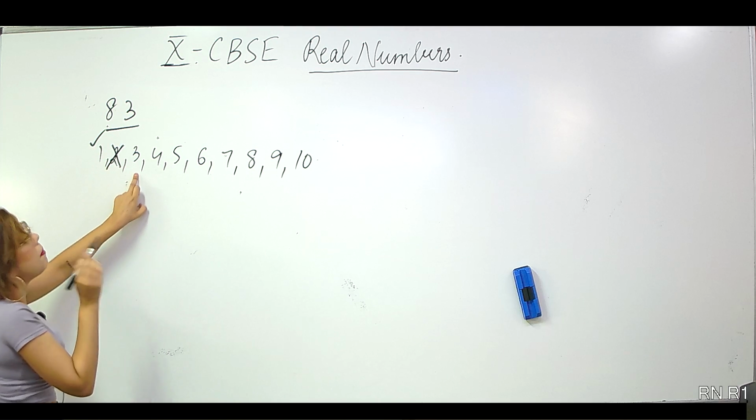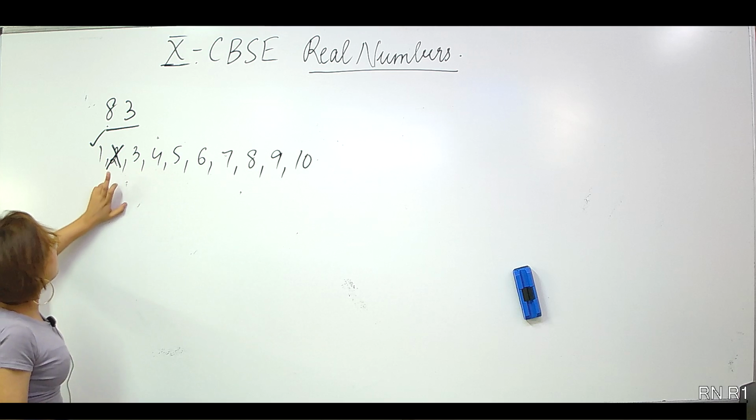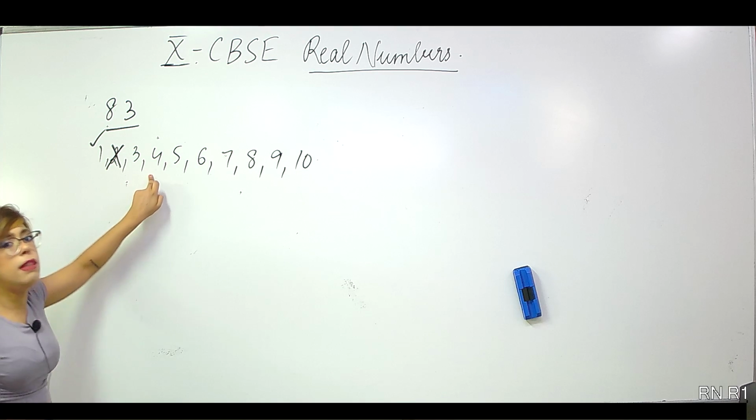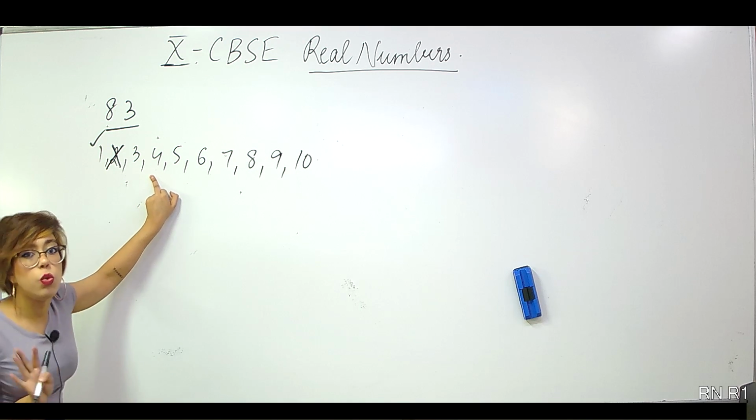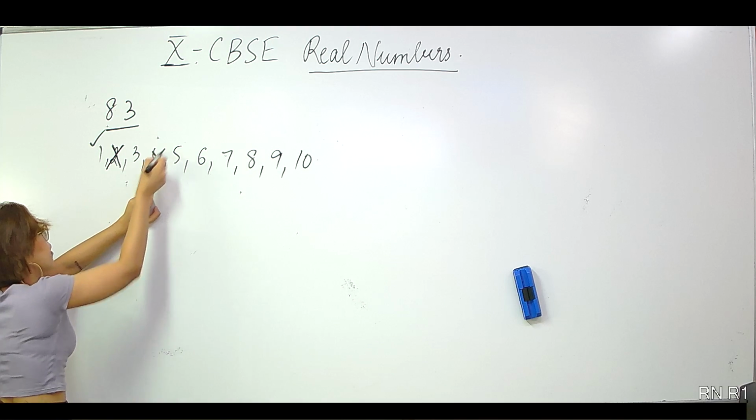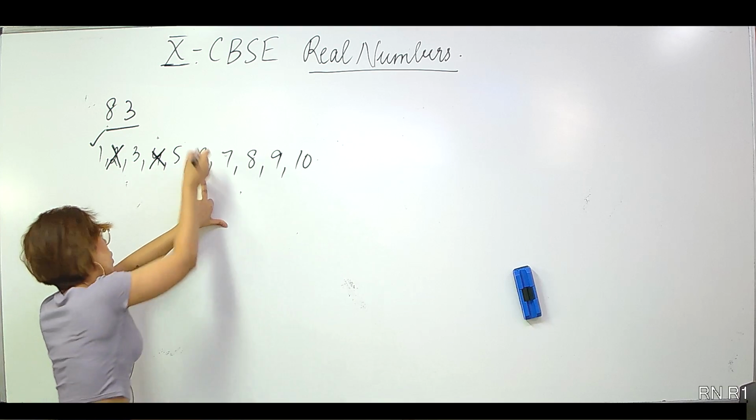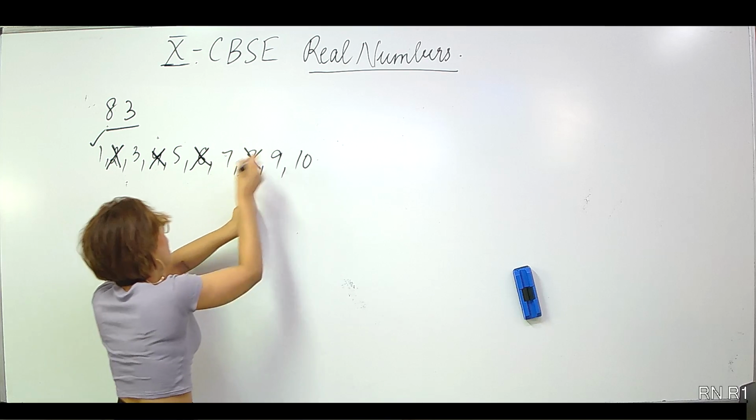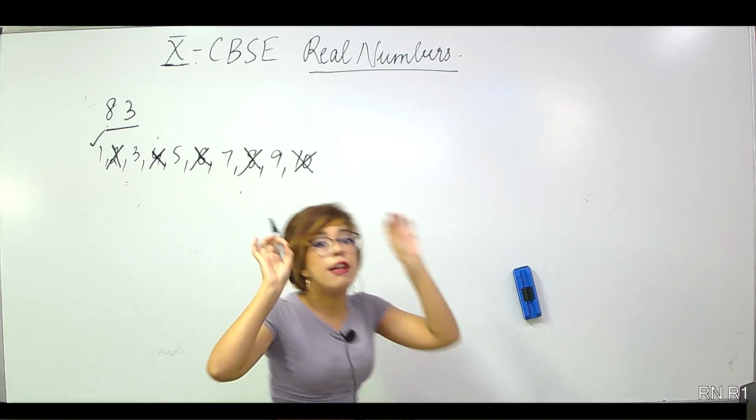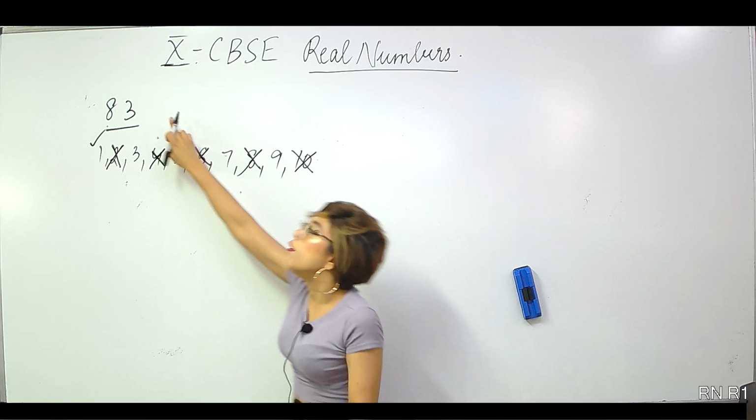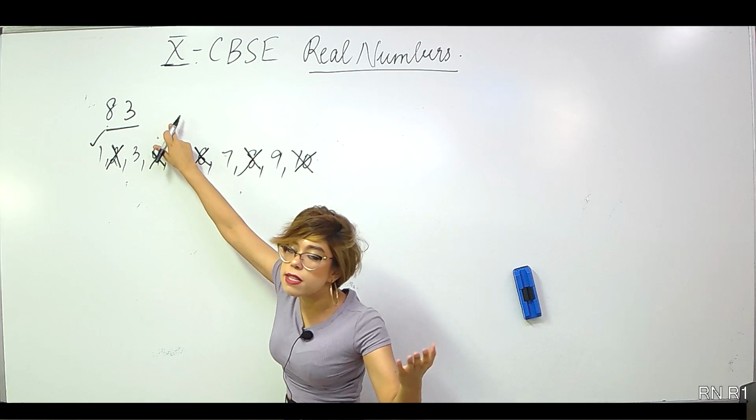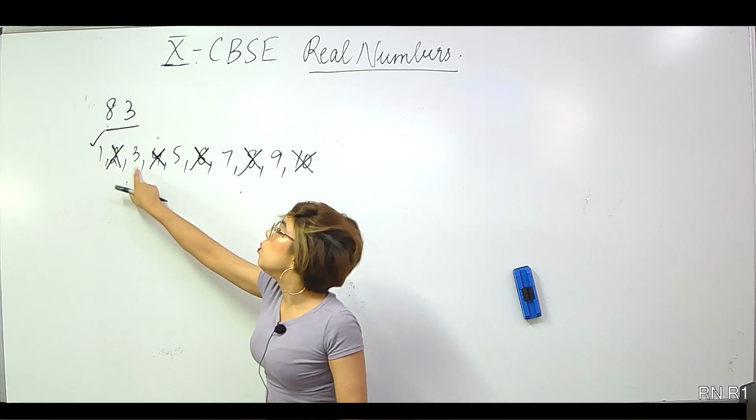Now, instead of going to 3, first of all think about it. If 2 is not the factor, do you think 4 will be the factor? 4 also has 2 in it, right? Obviously 4 will not be the factor. Okay, what about 6? It will not be the factor. 8? No. 10? No. In fact, any even number would not be a factor of 83 because common sense. Right? Let's move on to this one, 3.